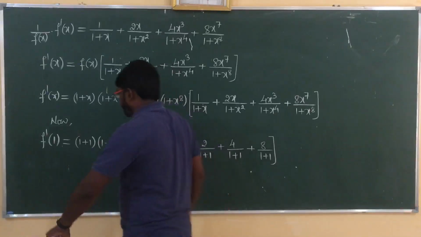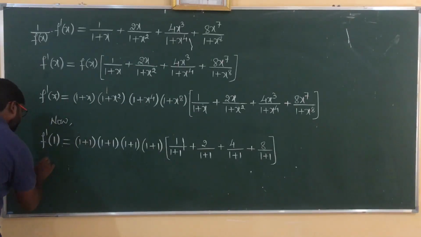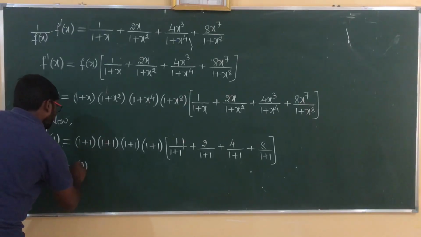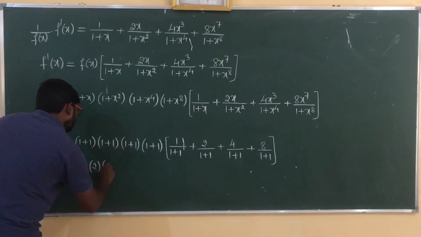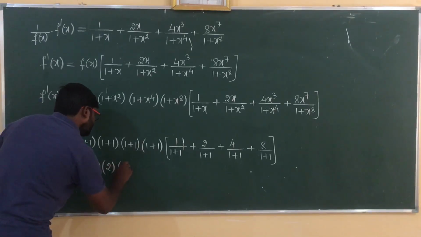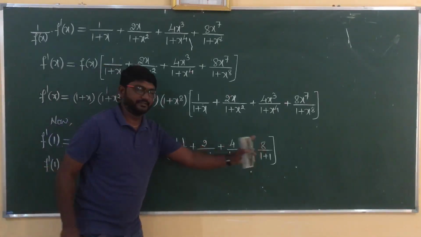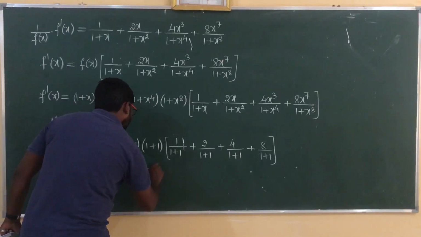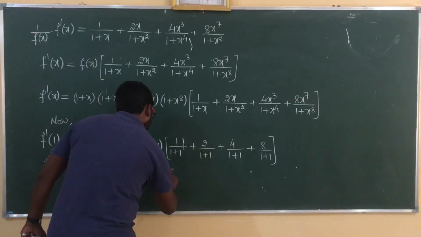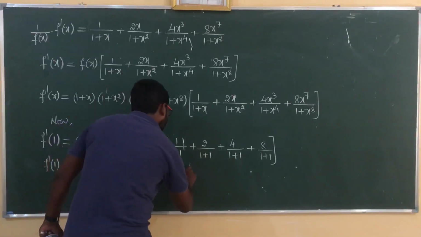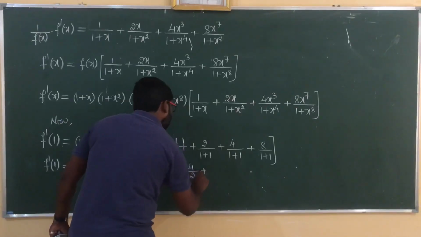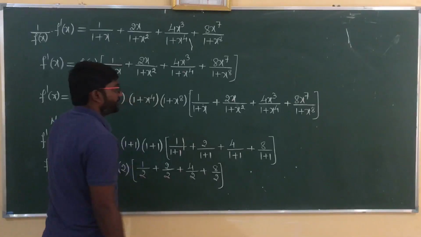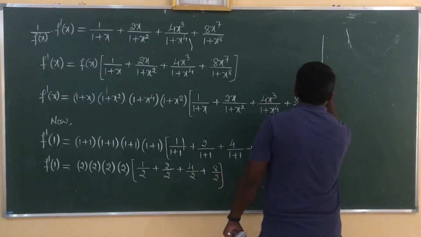So let us simplify this now. f dash of 1 is equal to, so 1 plus 1 is 2, into 2 into 2 into 2. So now we have to simplify this. See here, inside the bracket 1 divided by 2 plus 2 divided by 2 plus 4 divided by 2 plus 8 divided by 2. So now let us continue to the next step.